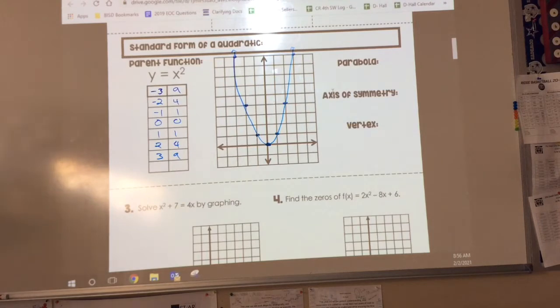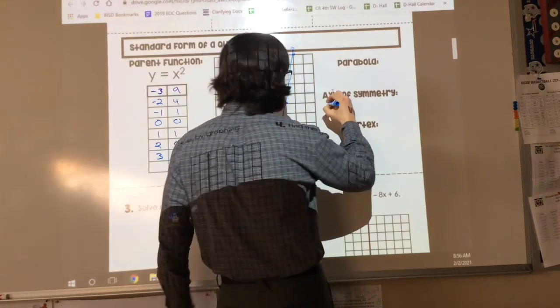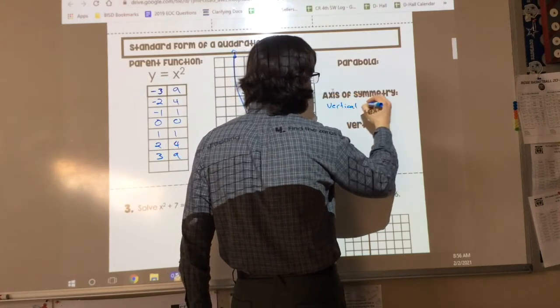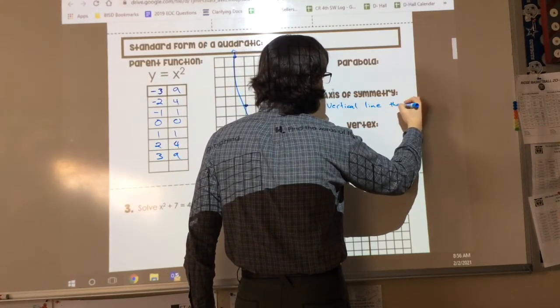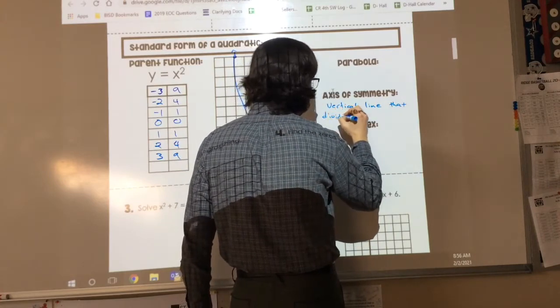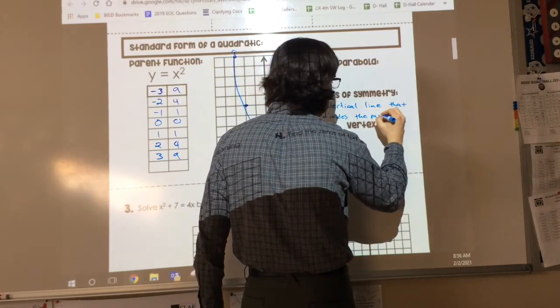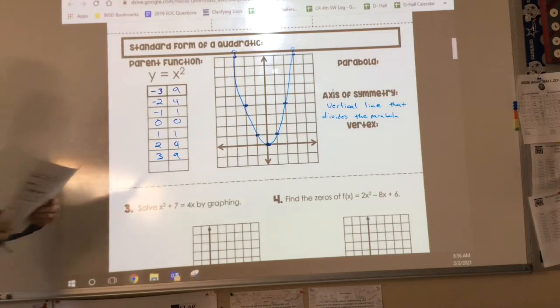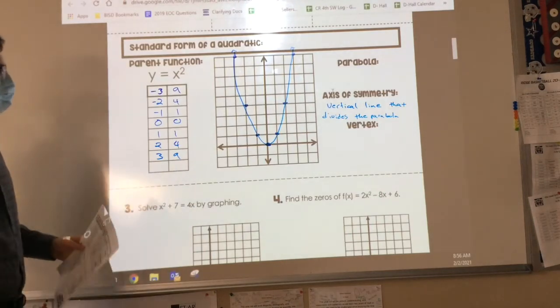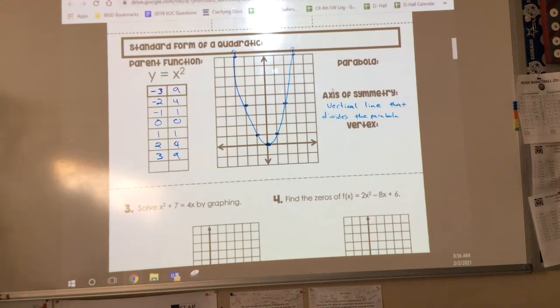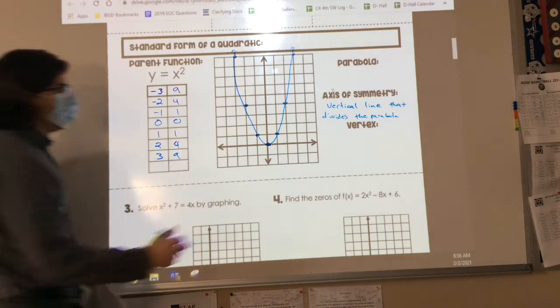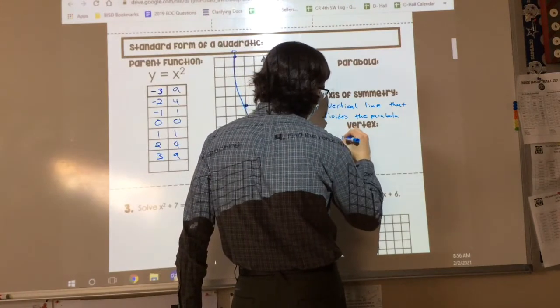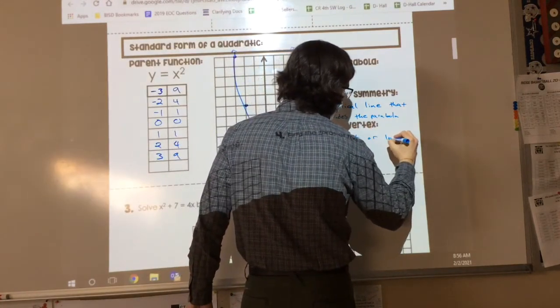All right. So for this, we know that our parabola is the actual shape of the line. The axis of symmetry, just to give you guys some more vocabulary, is the vertical line that divides the parabola. So it's the one that goes right through the middle. Then finally, the vertex is going to be either the highest or lowest point.